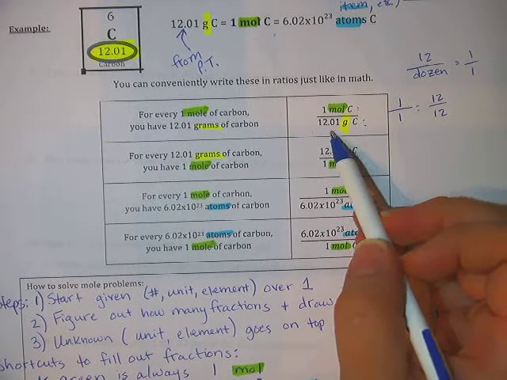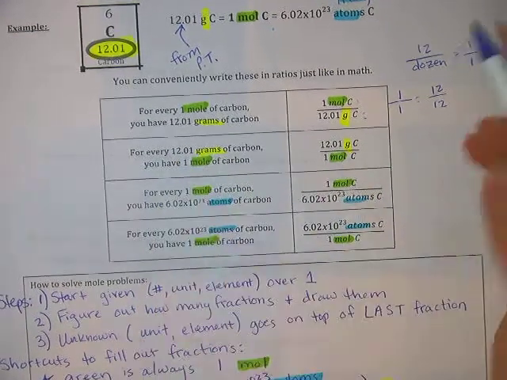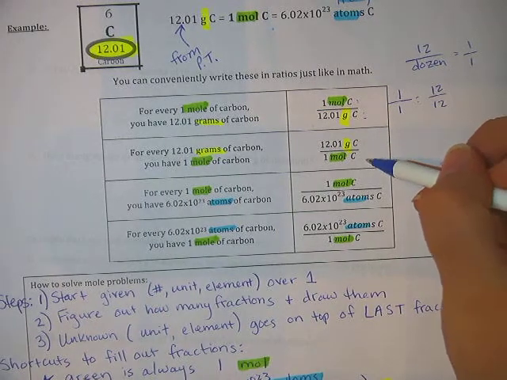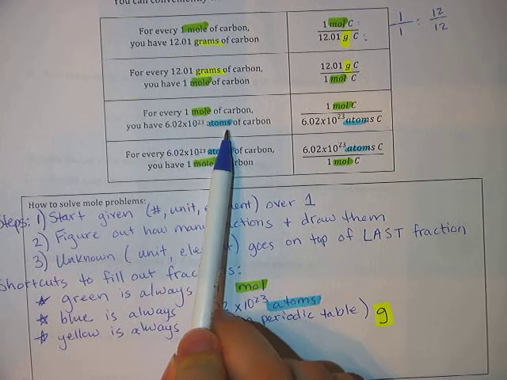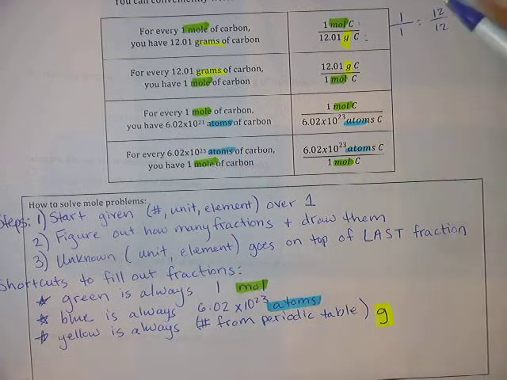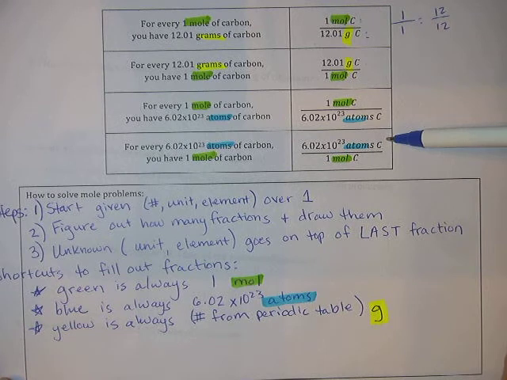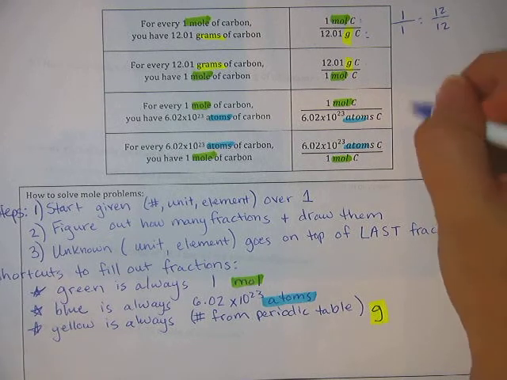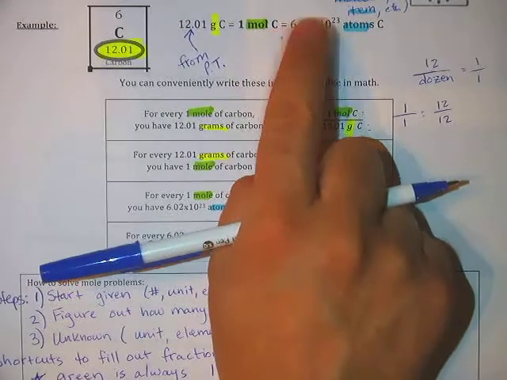Same idea here. And you can flip it. For every 12.01 grams of carbon, you have 1 mole of carbon. You can put 12.01 grams of carbon on top, 1 mole of carbon on bottom. Same thing. Same idea with moles and atoms. For every 1 mole of carbon, you have 6.02 times 10 to the 23rd atoms. You can put 1 mole over 6.02 times 10 to the 23rd. You can put 6.02 times 10 to the 23rd over 1 mole. These are still 1-to-1 ratios because these two things are equal to each other. We know that from up here.